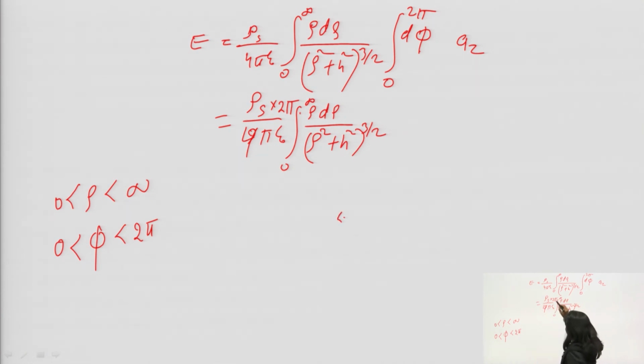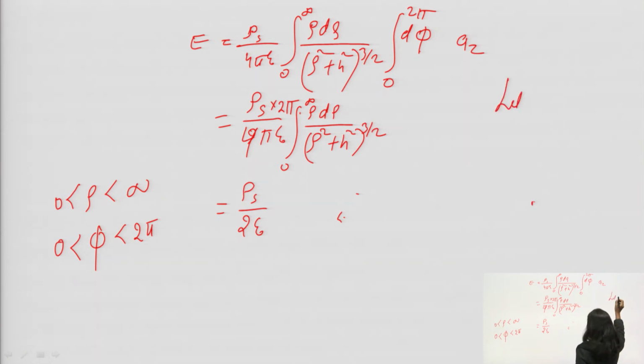Okay, this pi term and this pi term will cancel out, then finally we will have rho s by 2 epsilon. Now we need to integrate this term. For integrating this term we need to do some simplification. Let us assume rho square plus h square as t.